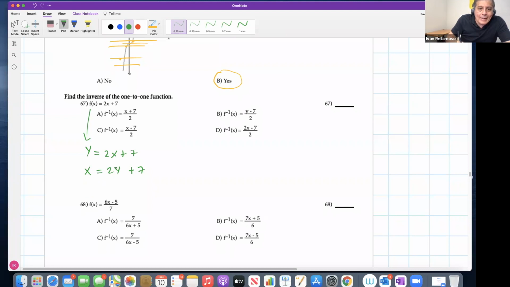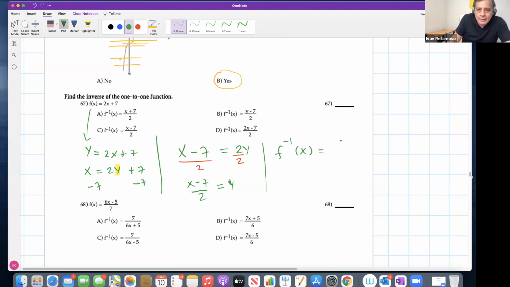Okay, and next, isolate this y. So not hard to see here that if you subtract 7 in both sides, you're gonna get x minus 7 equal twice y. And if you divide both sides by 2, then you should get y completely isolated as x minus 7 over 2. The last step says change this y for f inverse of x. This is how mathematicians represent the inverse function. Very good. So that's it. So for 67, yeah, it should be this. Very good.